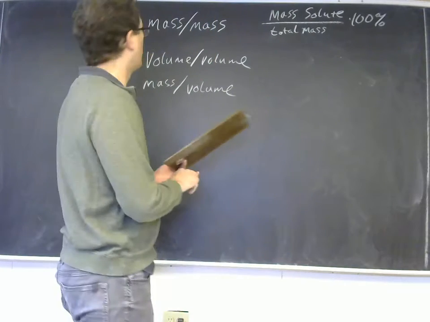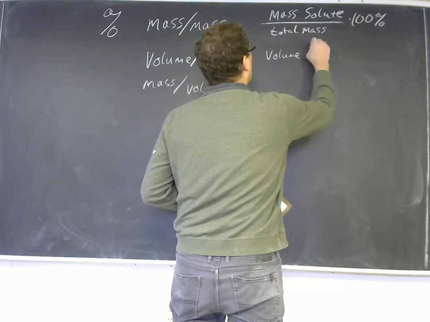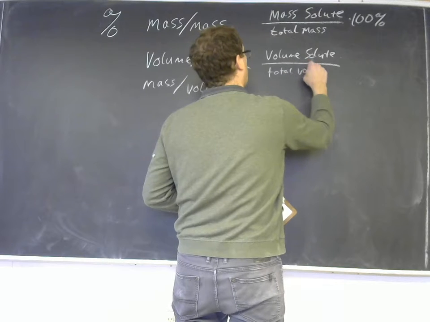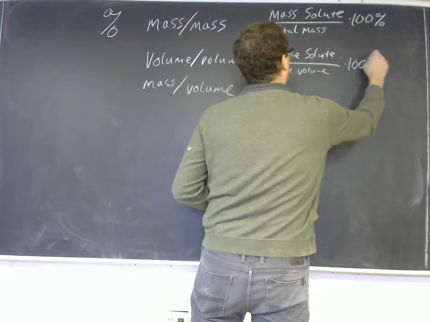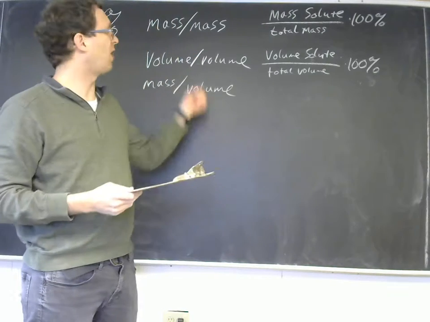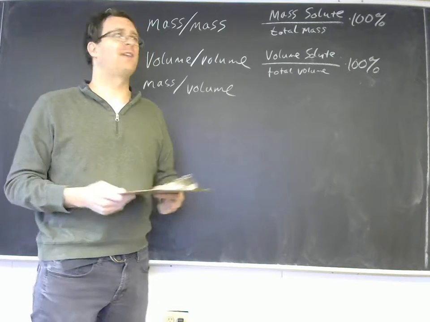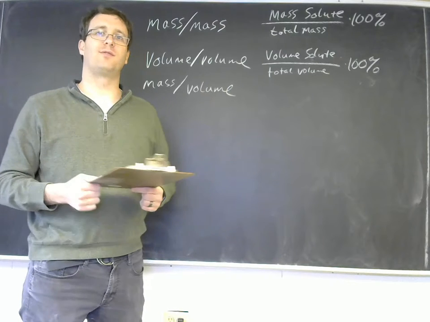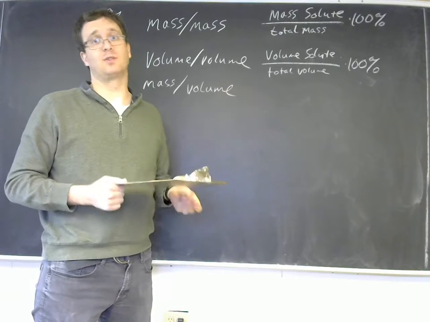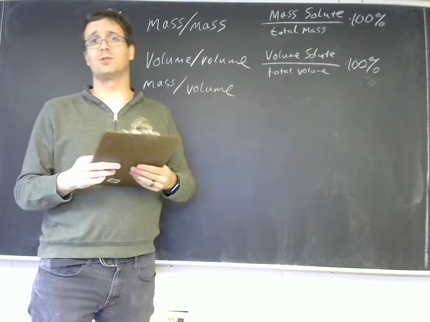The next one is volume percent. So this is volume of solute over the total volume, times 100%. This is most often used when you're mixing two liquids. If I were to take ethanol and mix it in water, and I have a 50% by volume ethanol solution, then that means I've got 50 milliliters of ethanol and 50 milliliters of water, and they mix together to make 100 milliliters of solution. So volume percent is most often used for liquids.